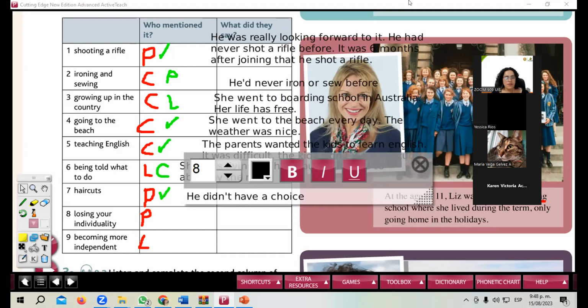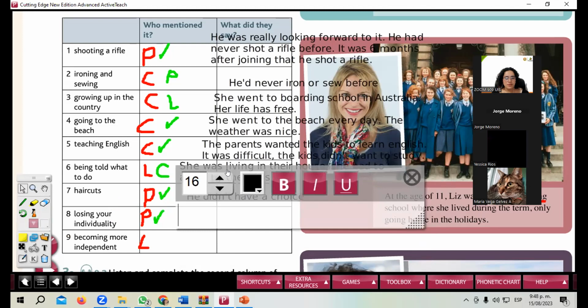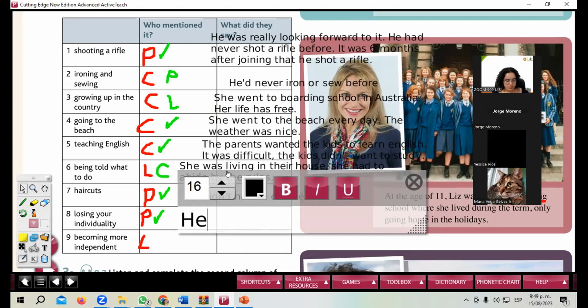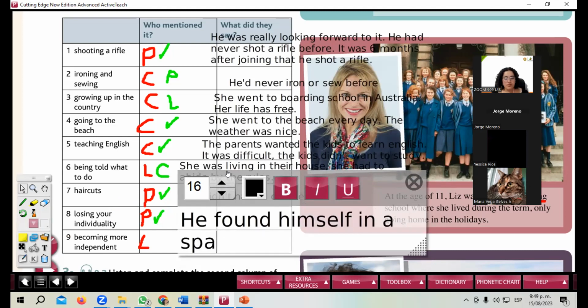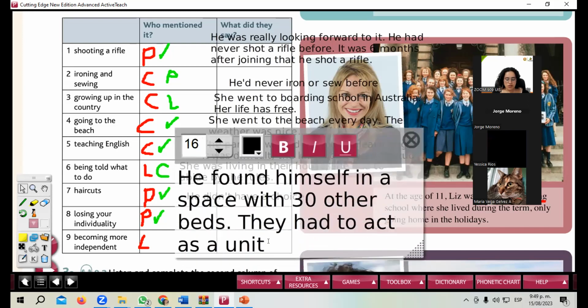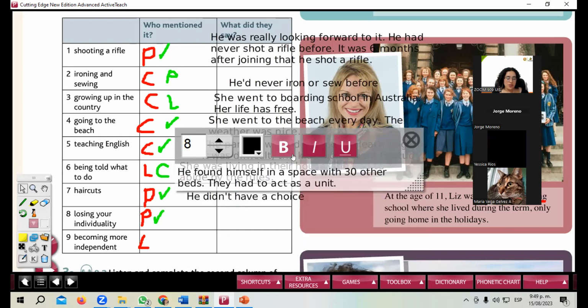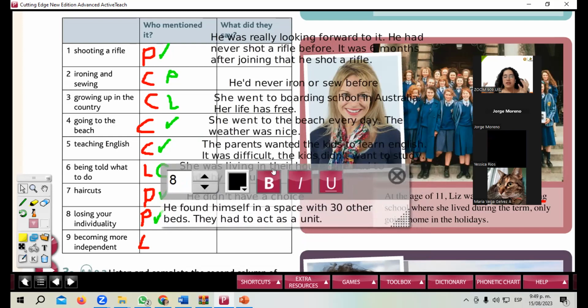All right. Jorge, for number 8, losing your individuality. Peter, teacher. It was Peter. And what extra information did you get here? He found himself in a space with 30 beds, and he said that he lost his individuality because they had to act as a unit. Yes, all these military men had to act as a unit. That's why they lose their individuality. Okay, in these cases, they have to be a unit.